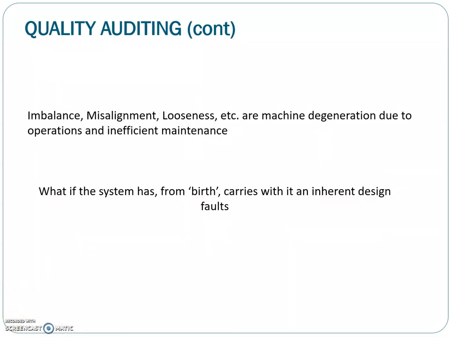All the faults mentioned in previous slides, like imbalance, misalignment, looseness, etc., are caused by degenerations of the machines themselves due to long operations and inefficient maintenance. They could be detected and rectified by implementing vibration monitoring in the maintenance programs, either preventive or predictive maintenance. But what if the system from birth already carries inherent design faults?